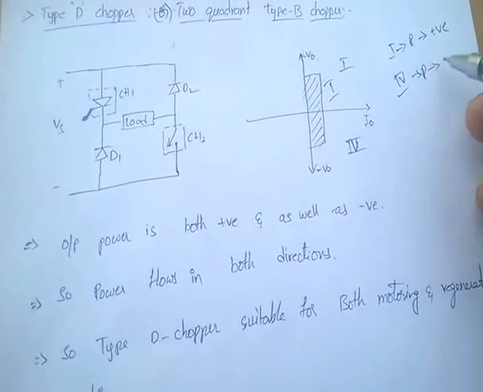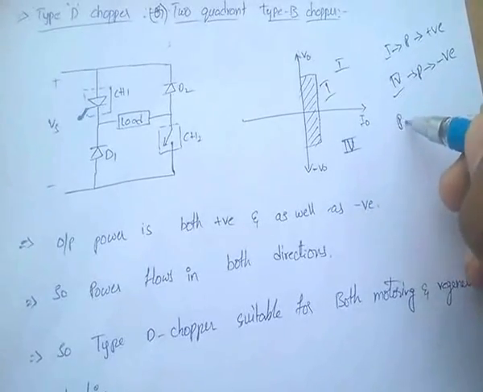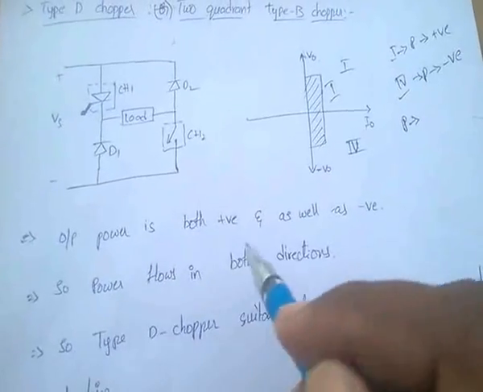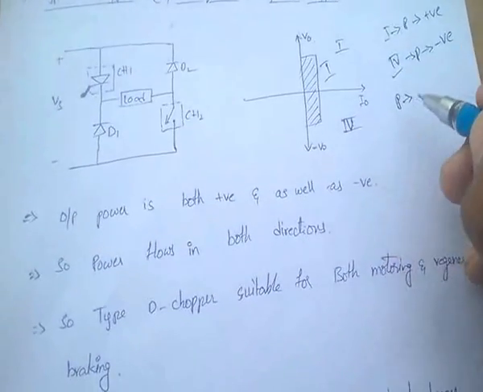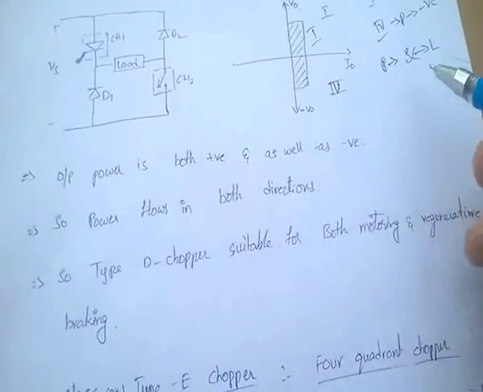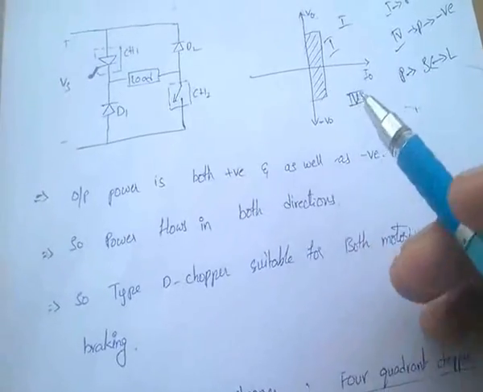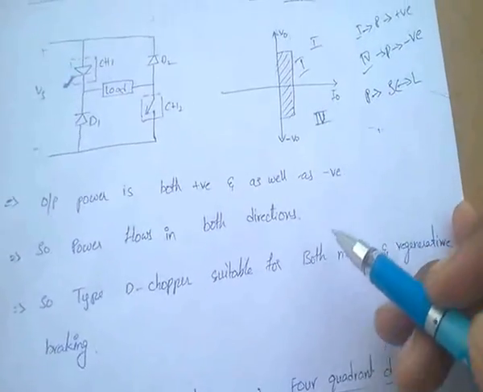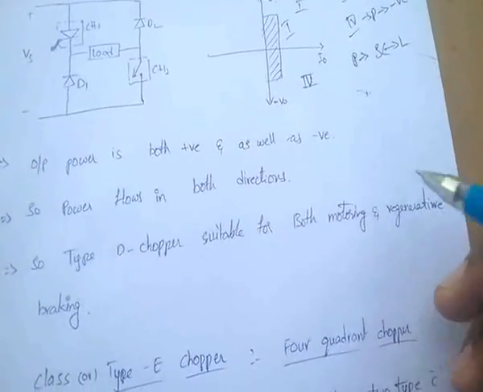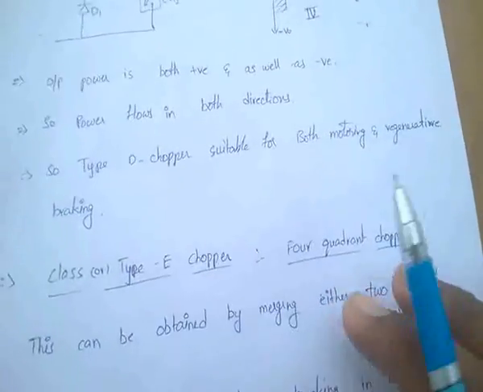That means power is negative. Positive into negative means negative. That means power is both positive and negative. So output power is both positive and negative, and power flows from source to load and load to source. Type D chopper is suitable for both motoring and regenerative braking applications.